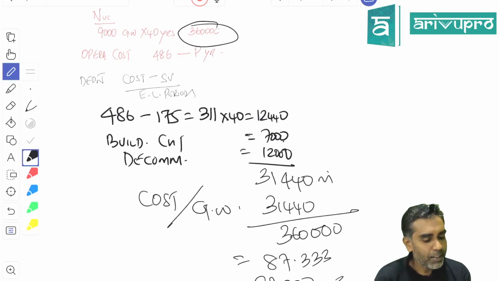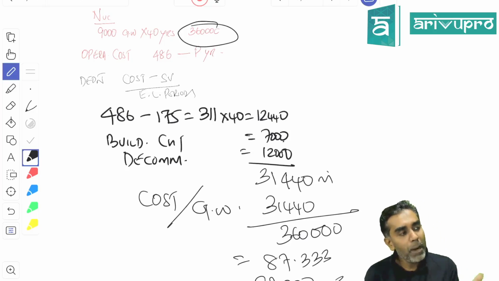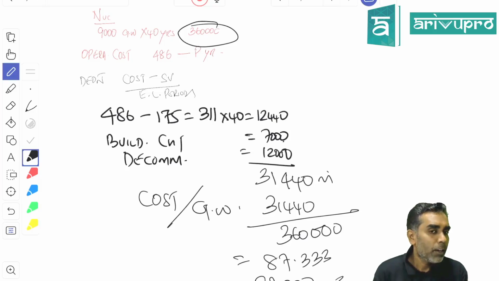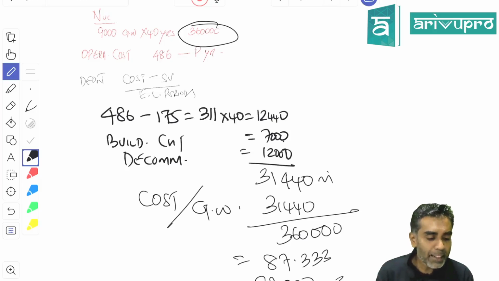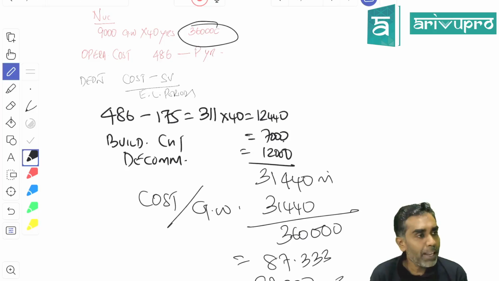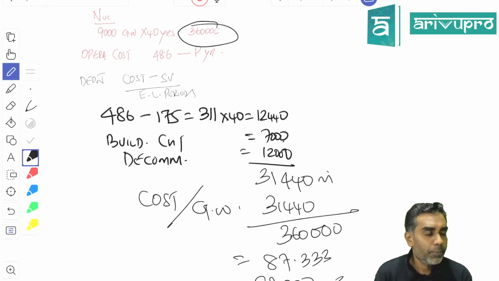A nuclear station can generate 9,000 gigawatts of electricity in each of 40 years. So per annum you are making 9,000 gigawatts for 40 years, because what is meant by life cycle costing is we need to track and trace all the costs and revenue incurred with regard to the 5 phases of the life cycle. So in a year you are making 9,000 gigawatts, then in 40 years you will be making 360,000 gigawatts. Then the operating cost of this particular nuclear station is 486 million.